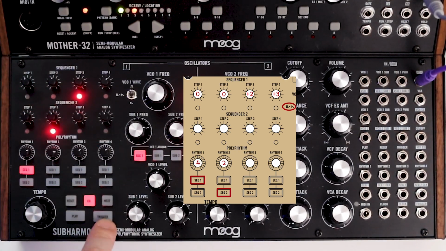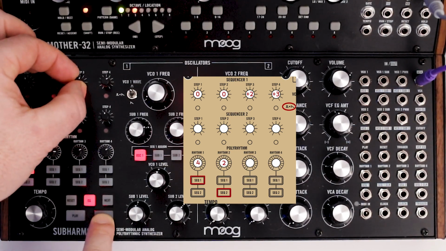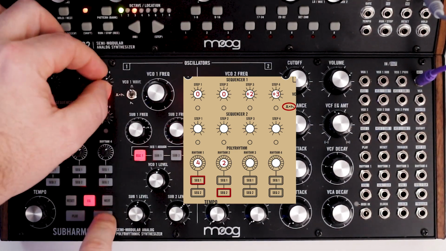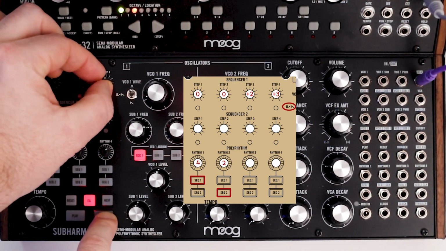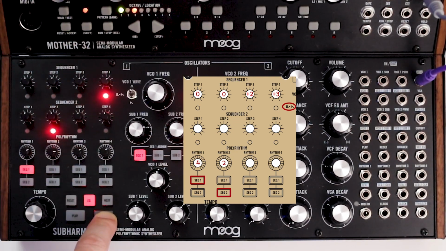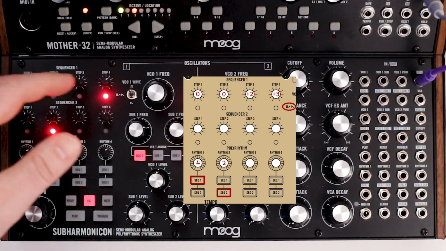Okay, so this one's set to 0, but on the patch it's 2. So I'm going to hold this down. 0, 1, 2. Next one. 0, 1, 2, 3. And that's our chord progression.